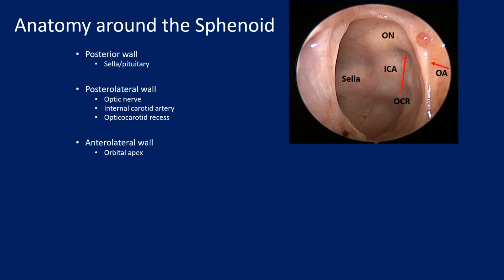Anterolaterally, you have the orbital apex. So when you make your nice wide sphenoidotomy here, as you get to thicker and thicker bone, that is where the orbital apex is. A lot of critical structures there. Don't go cauterizing or biting aimlessly.